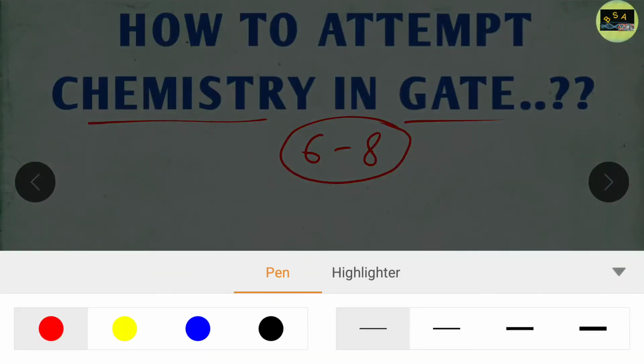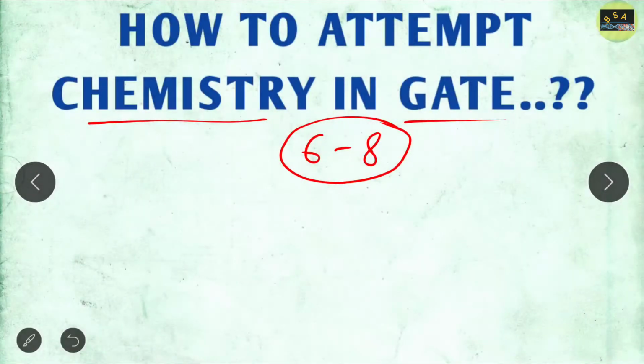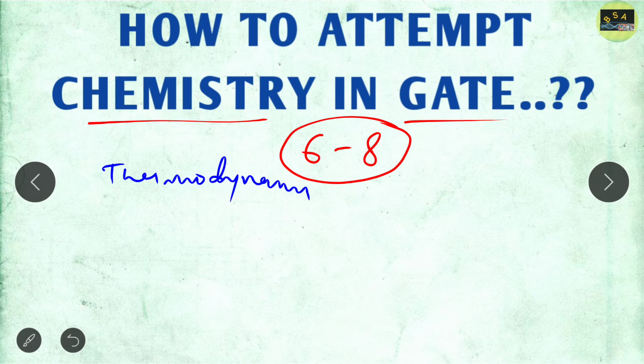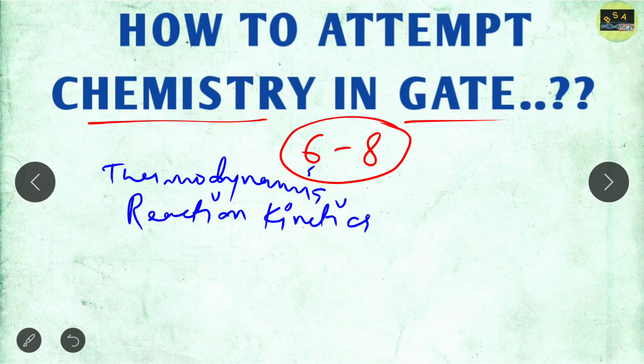Just try to attempt the physical part of the chemistry. If you read in chemistry thermodynamics, reaction kinetics, and some part from the bond order, bond length, hybridization, that is, you can say chemical bonding.